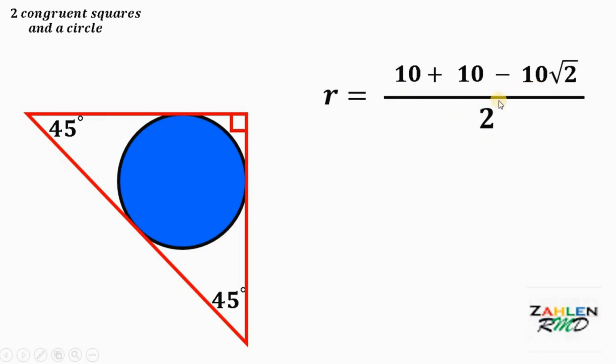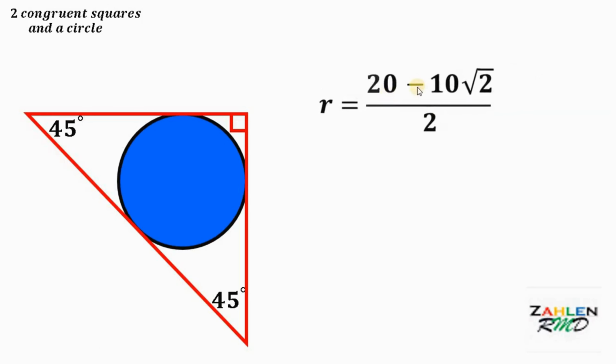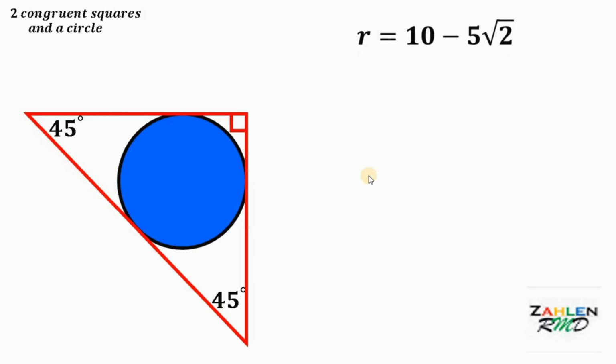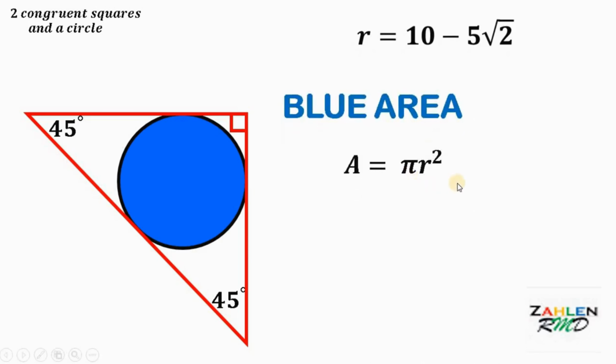Now simplify, 10 plus 10 is 20, so we have (20 - 10√2) divided by 2. Again simplify, we get that the value of r must be equal to 10 - 5√2. Now, we can find the area of the blue region or the area of the circle, which is equal to πr². We know the value of r, which is equal to 10 - 5√2. So we have the area of the circle must be equal to π multiplied by (10 - 5√2) squared.